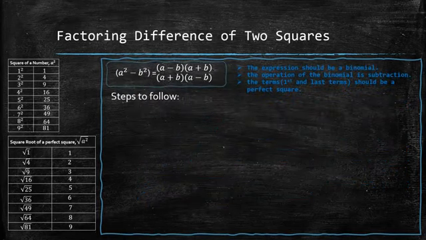So, after na ito ma-check class, we're now going to factor. Pag after na ito ma-check, then nakuha na ito itong three criteria, the expression should be a binomial, the operation of the binomial is a subtraction, the terms, the first and the last, should be a perfect square. If check na sila tanan, then we're going to proceed in factoring the given expression. Okay, so these are the steps to follow in factoring.